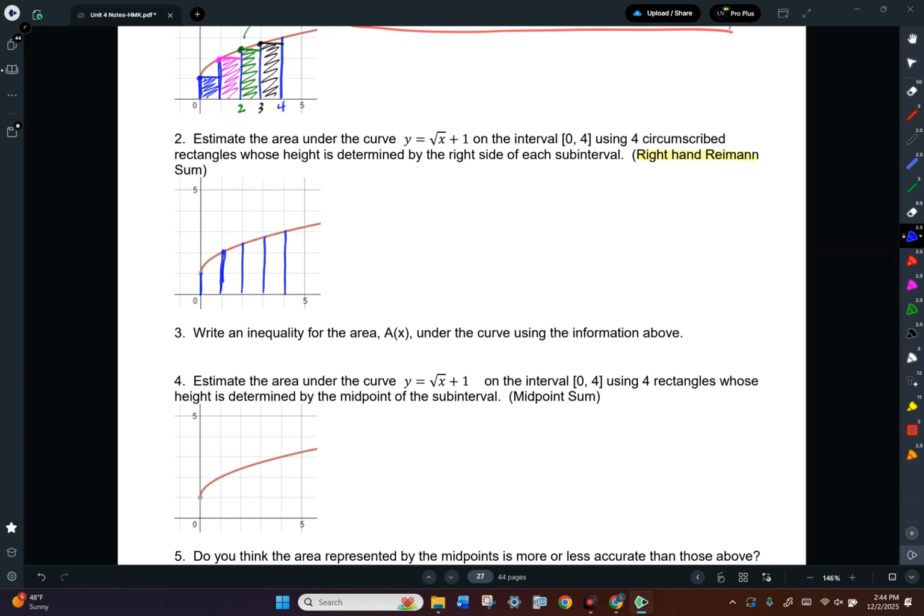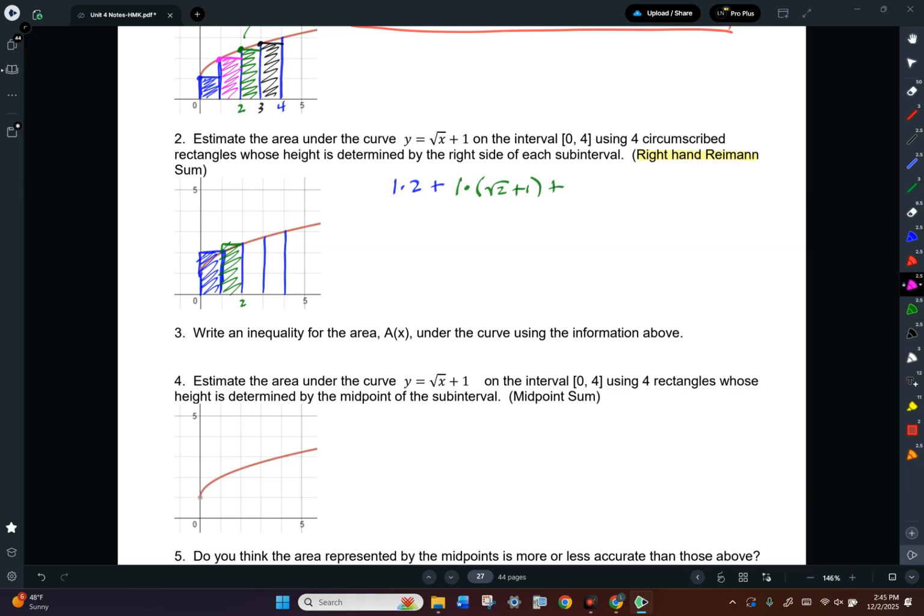But this time, if I use the right side to determine the height, the first rectangle's right side is right there at x equals 1. So that rectangle would be a 1 by 2. And then the next rectangle, if I use the right side, that's going to be the height. So this one is going to be 1 by, again, the height was determined right here at 2, so that would be the square root of 2 plus 1 for the height.